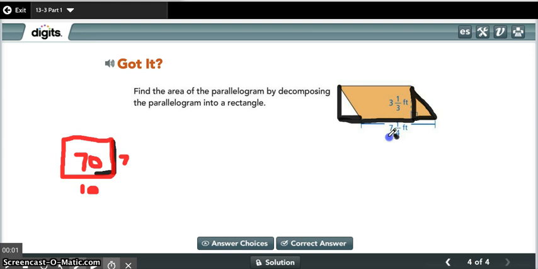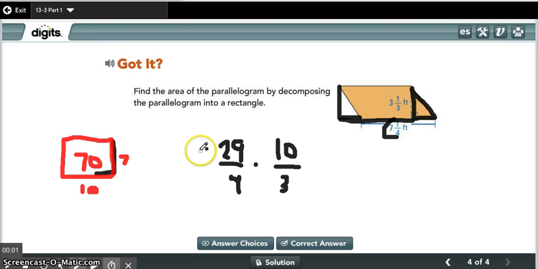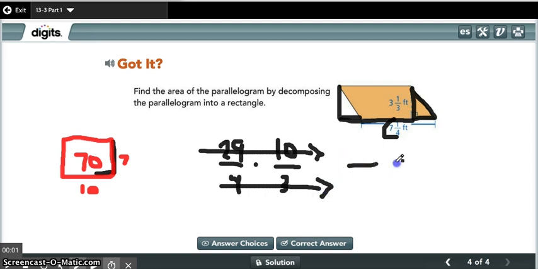I'm going to change these into improper fractions. So I'm going to say 4 times 7 is 28 plus 1 is 29 fourths. And I'm going to multiply that by this fraction, which is 3 times 3, which is 9, plus 1 is 10 thirds. And I'm going to go ahead and multiply. Remember when we're multiplying fractions, we multiply the tops with the tops and the bottoms with the bottoms, and we get our new number. So 29 times 10 is 290, and 4 times 3 is 12.